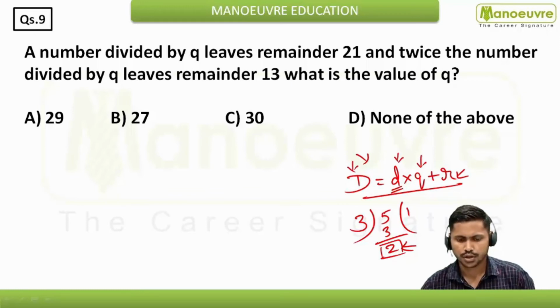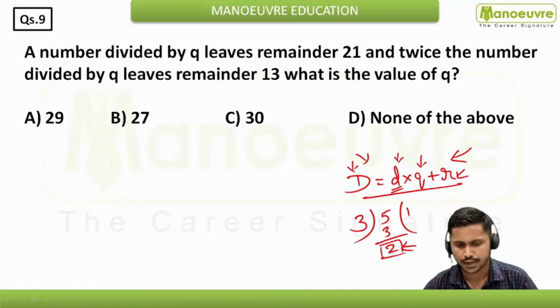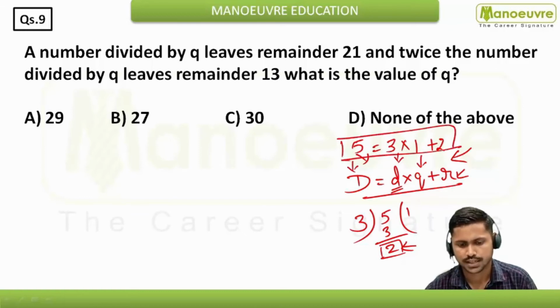If you put in this formula, you will get this dividend as 5. So here I'm putting your remainder as 2, your quotient is 1, and divisor 3. So you will get 3 times 1 is 3, plus 2 is 5. Right? So this is how basically it is working.